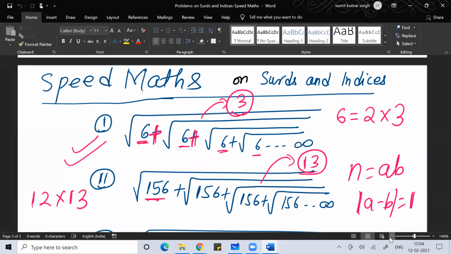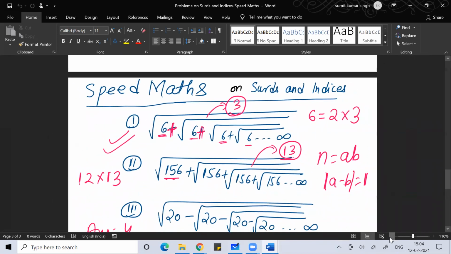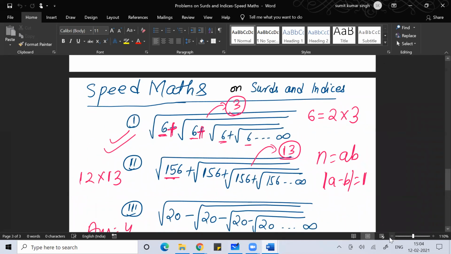And we were discussing the concept of speed mathematics. So speed mathematics is gradually becoming more important nowadays, in an era where we need to solve one-minute questions. There are certain techniques of speed mathematics which are very relevant when you try to solve problems on surds and indices.